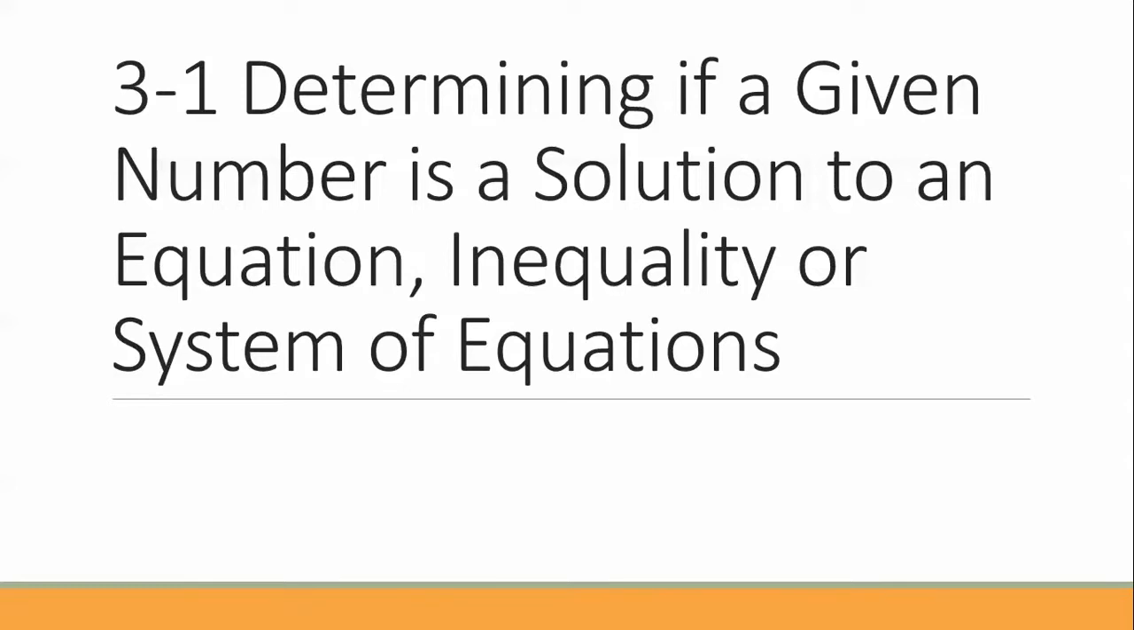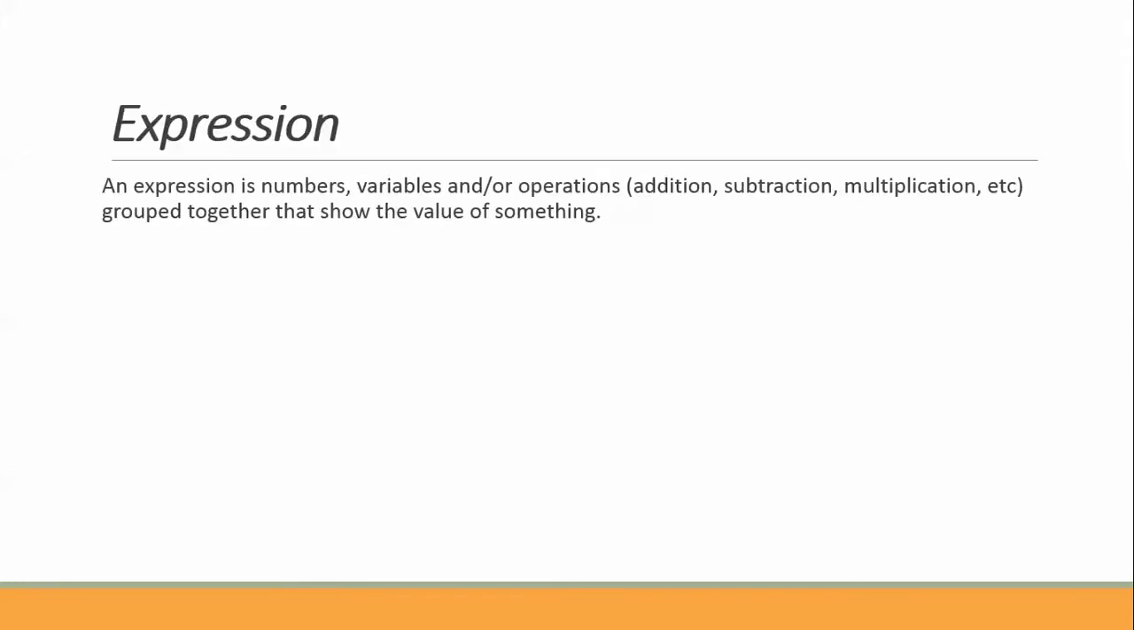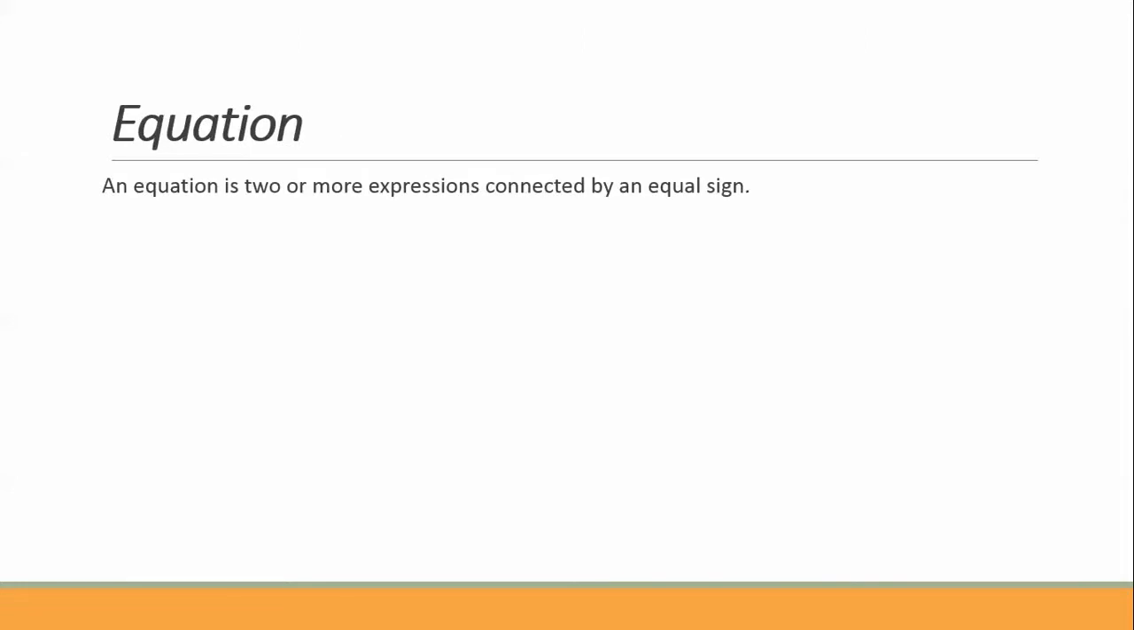Today we're going to talk about determining if a given number is a solution to an equation, inequality, or systems of equations. A couple of key terms that we need to know. An expression is numbers, variables, and/or operations, like addition, subtraction, multiplication, grouped together to show the value of something. You can't solve expressions. An equation, on the other hand, is two or more expressions connected by an equal sign.